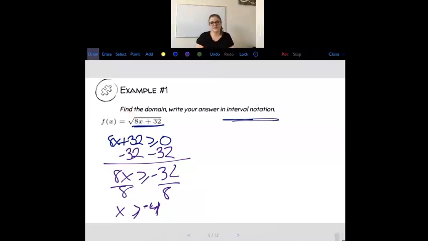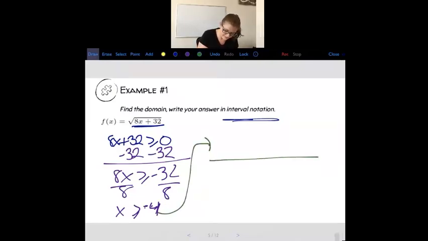The second piece of this is write your answer in interval notation. When you see interval notation, you want to start thinking of parentheses and brackets that we previously talked about. I'm going to show you how I come up with interval notation. You may just be able to see it, but I'll give you a way to do it. What I would do is I would graph this on a number line.